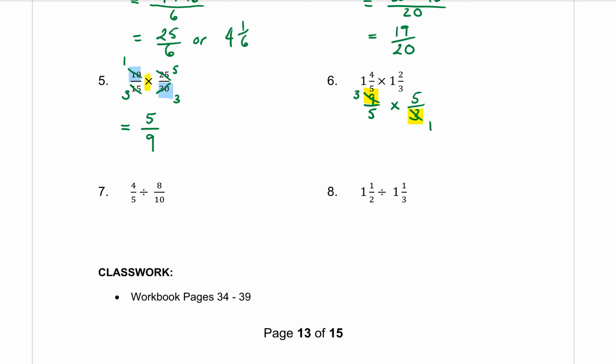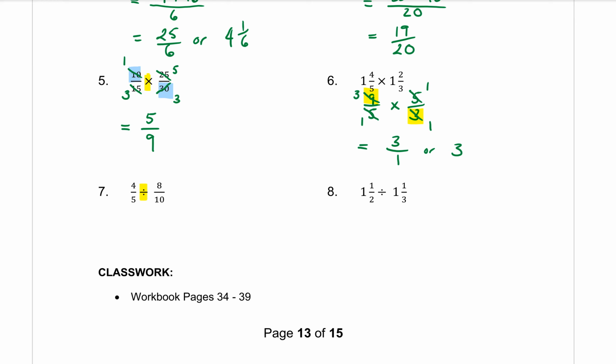Checking the other diagonal. 5 and 5. Yep, that's going to work. We can divide by 5. 5 divided by 5 is 1. 5 divided by 5 is 1. Now we times what's left. 3 times 1 on the top makes 3. On the bottom, 1 times 1 is 1, or you can just write that as plain old 3. Done. Question 7.